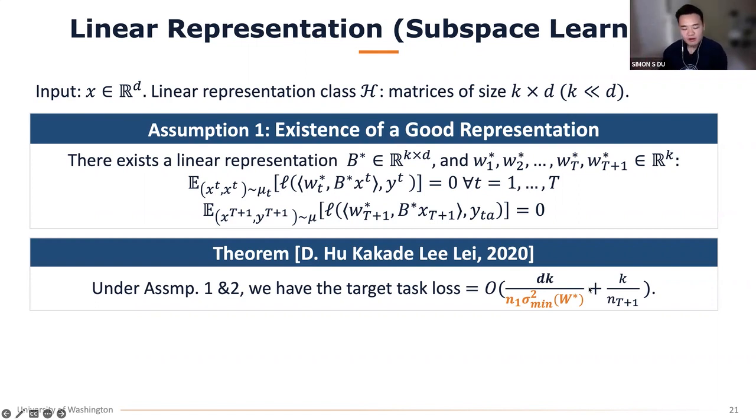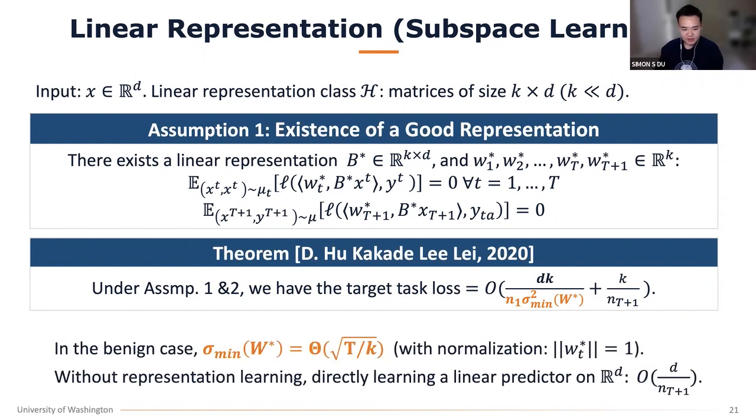The more interesting part is the denominator in the first term, which is n1 times the least singular value of the W star matrix. Remember, we assume W star is full rank, so the least singular value will be positive. And you can see it depends on this least singular value in this quantitative way. So let's discuss how this singular value can behave.